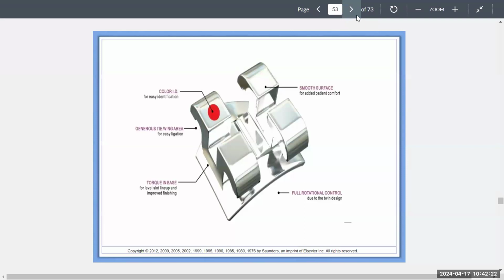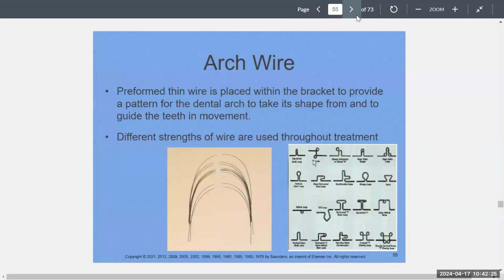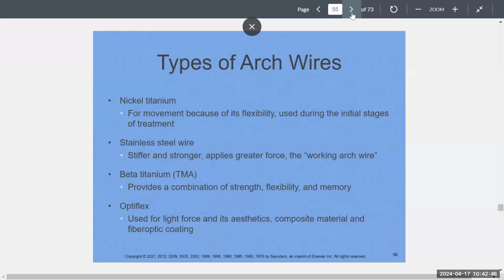All right, this is how it looks up close. And these are the arch wires I was telling you about. They come and they look like this. And then the orthodontist can choose to place any type of kinks in these in order to maybe move a tooth a certain way. And then again, remember the strengths of the wire, they do differ. So, you can get thicker wires, thinner wires. The types of arch wires in terms of material can be stainless steel, beta titanium, OptiFlex, nickel titanium. So, there's different properties for this.